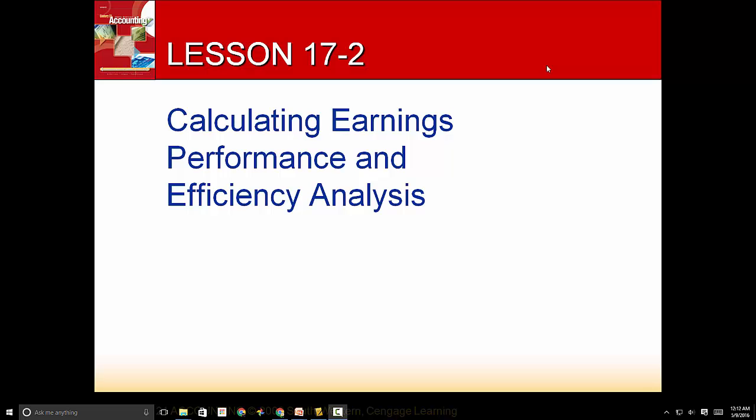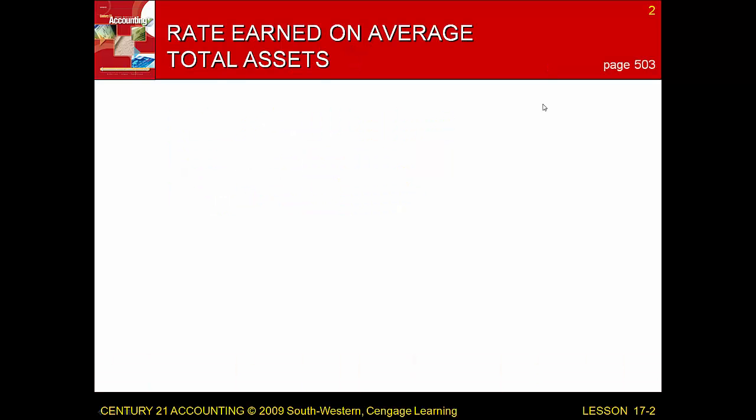The other thing that we're going to look at in 17.2 is also ways that businesses become more efficient. So let's take a look at first our rate earned on average total assets.